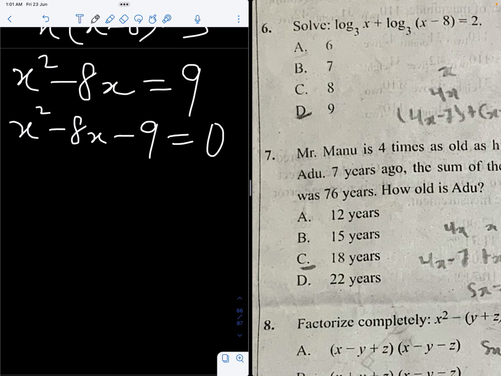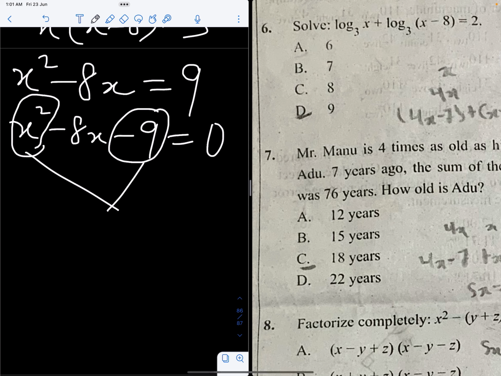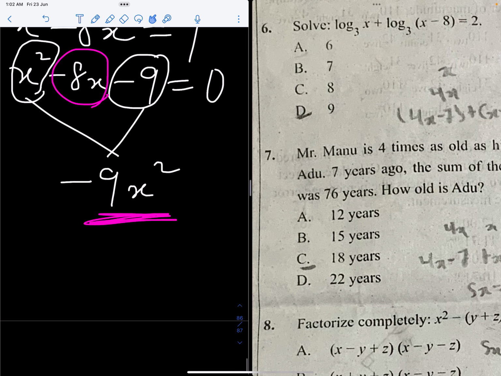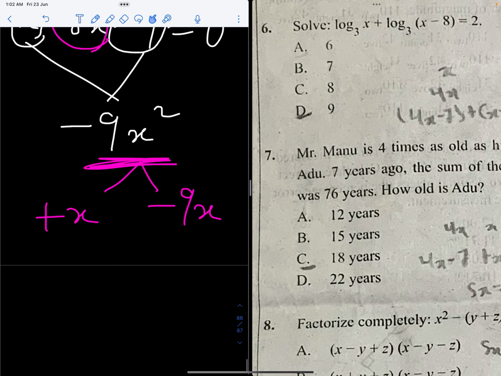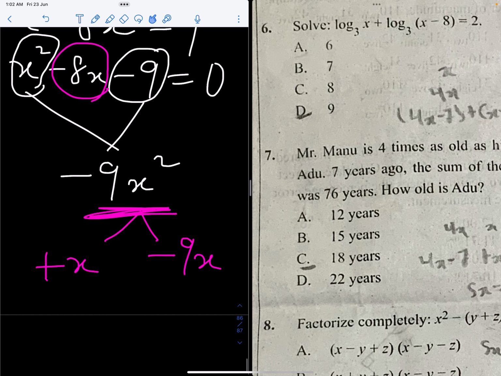Now we factorize. To factorize, you multiply the first term by the constant. The constant is the one that doesn't have any x attached to it. Minus 9 times x squared is minus 9x squared. Now you think of two factors whose sum is minus 8x and whose product is minus 9x squared. What are those factors? Those factors are plus x and minus 9x. Yes, 1x minus 9x is minus 8x. So we now rewrite minus 8x as x minus 9x. That's the only thing that will change in the equation.